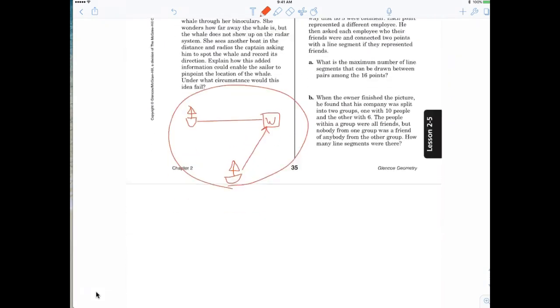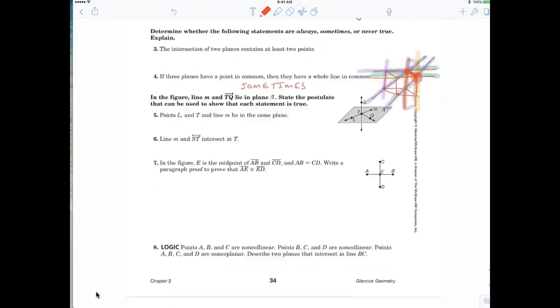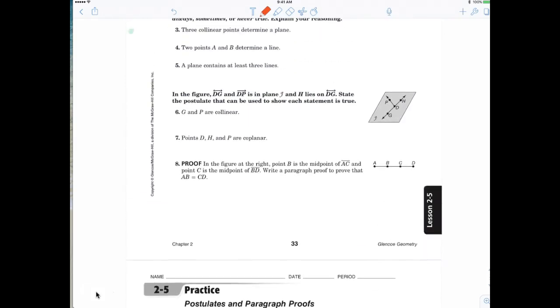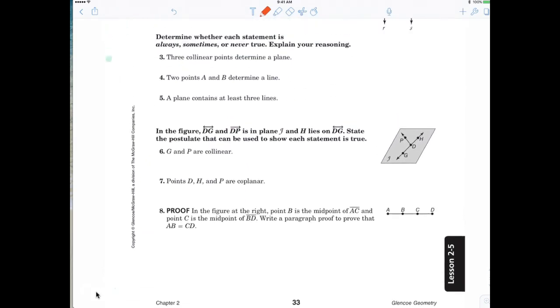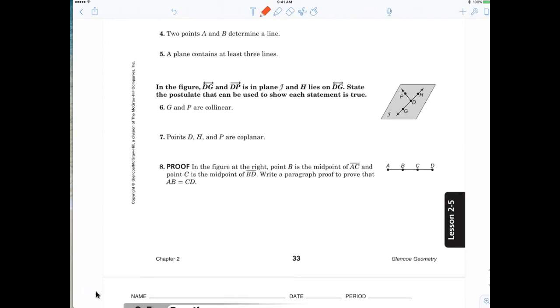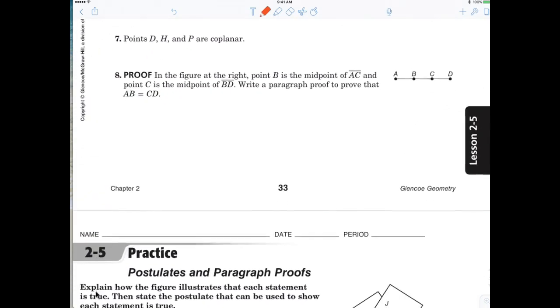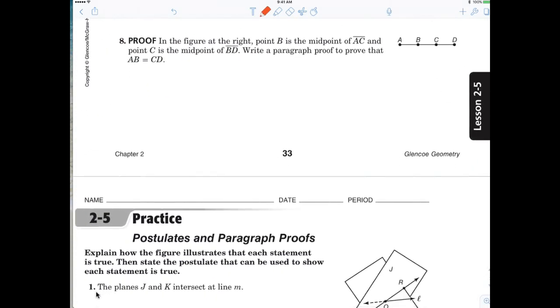But again, here we go. Listen, I want to go to the proofs real quick because we're running out of time. All right, I want to talk about the proofs that I want you to look at. And let's look at question number 8.